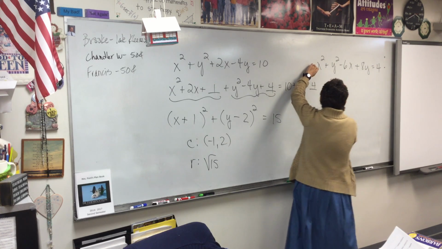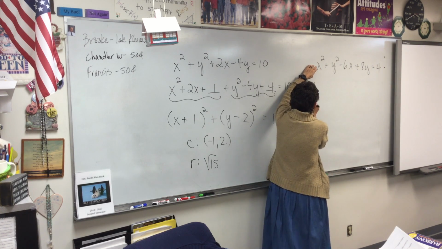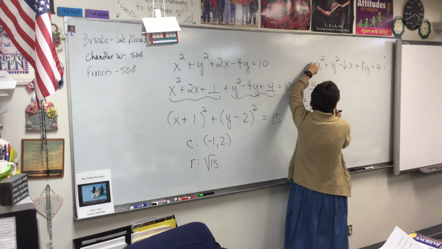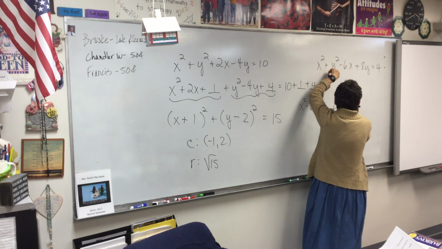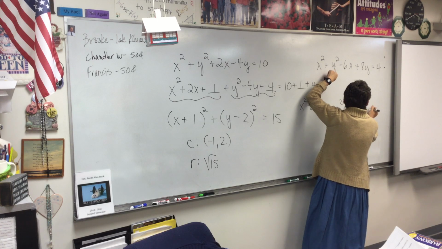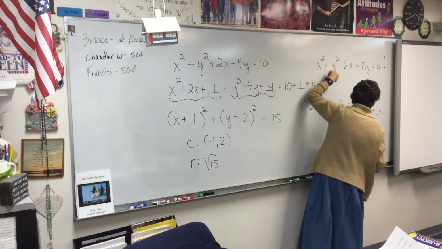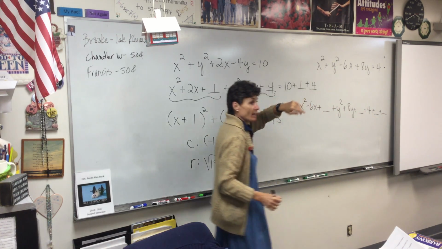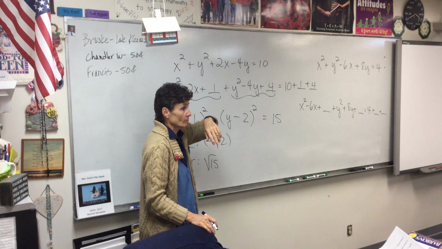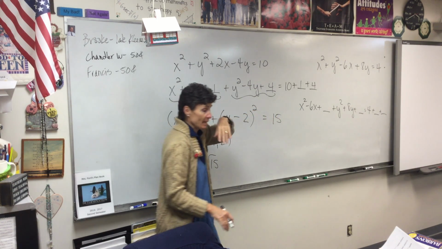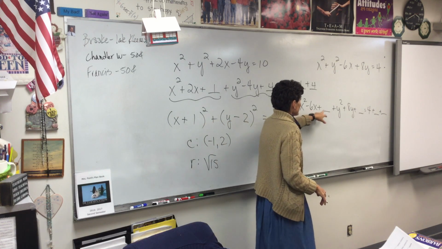All right. So now I'm going to group again. So x squared minus 6x plus blank, y squared plus 8y plus blank equals 4 plus blank plus blank. I did that a little faster. Is everybody okay? So now we're going to fill in the blanks. What goes here?